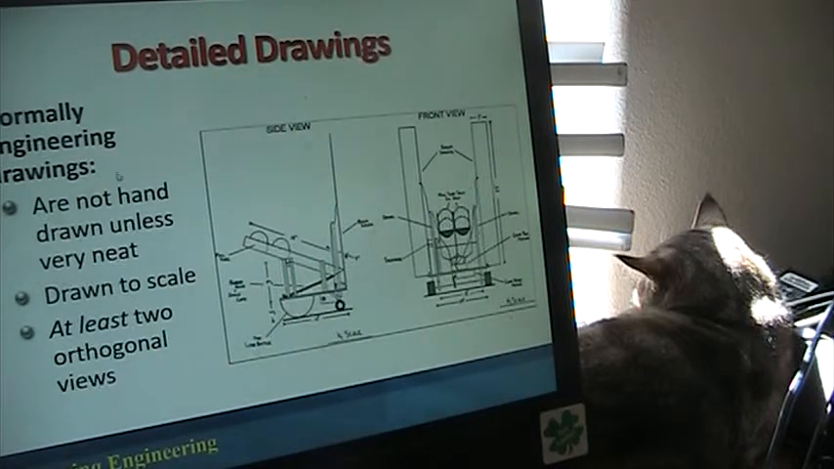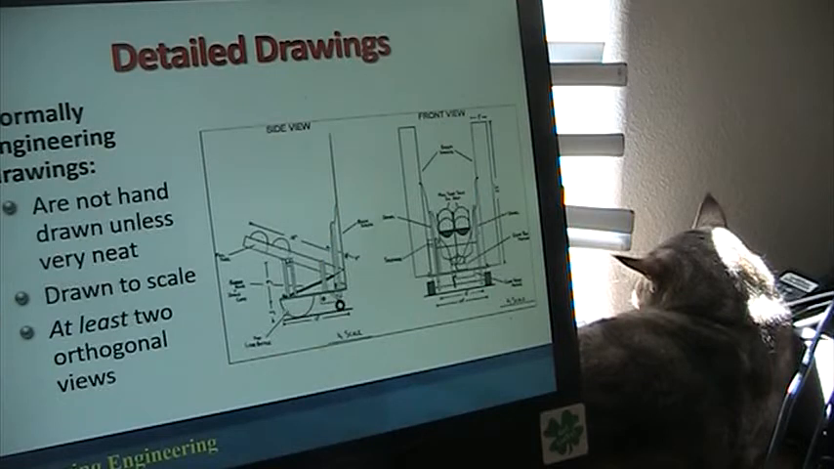All right. So, ordinarily, our engineering drawings are not hand-drawn unless we draw them extremely neatly. Of course, I went to engineering school in the era when the very first CAD programs were starting to come out. So we learned totally to draw everything by hand and be extremely neat. You want to draw to scale and have at least 2 views.